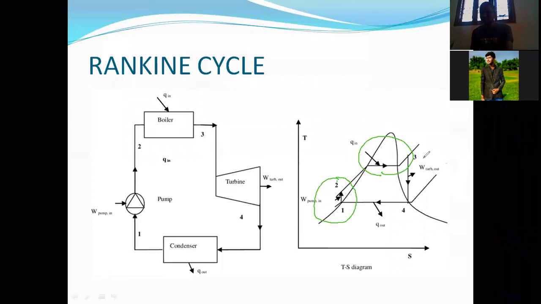And when you come to 3 to 4, this 3 to 4 is isentropic expansion, which takes place in the turbine. This is 3 to 4, this is 2 to 3, and this is 1 to 2. And next when you come to the 4 to 1 process, this 4 to 1 is the condenser process, that is nothing but condensation.